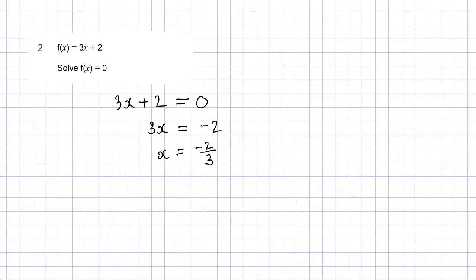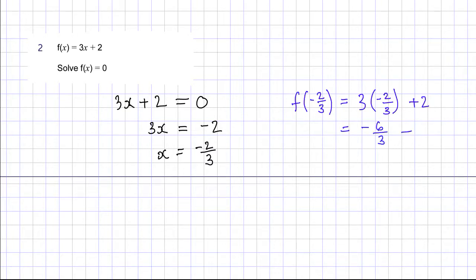Now, we're saying when I have an input of minus 2 over 3, I should get an output of 0. So let's check our answer. So I have 3 times minus 2 over 3 plus 2. Okay, so here I'm going to have 3 times minus 2 is minus 6 over 3 plus 2. Now 6 over 3 is just 2, so I've got minus 2 here and add 2. So let's write that. Minus 2 add 2, and that gives me 0. So I can see when I input minus 2 over 3, my output is actually 0. So this is correct.